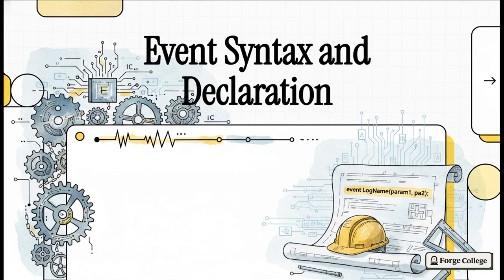Now, if you remember our previous lesson, Introduction to Events, we talked about how events act as this highly efficient off-chain wind-up mechanism to signal the outside world. Really cool concept. But the Ethereum Virtual Machine doesn't just do vibes. It needs strict, specific instructions. So today we're putting on our hard hats and analyzing the exact engineering blueprint of event syntax.